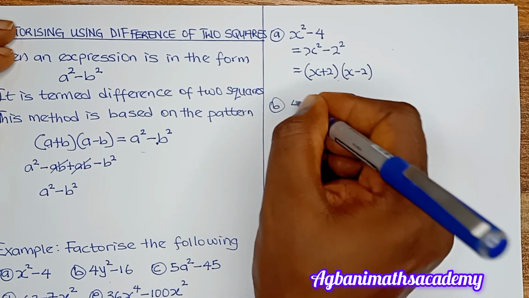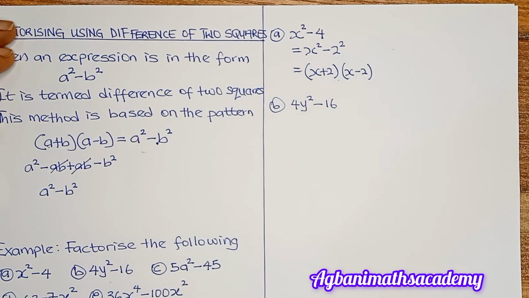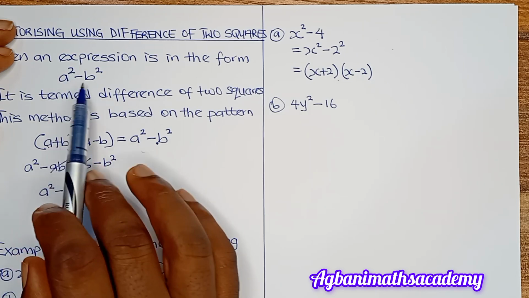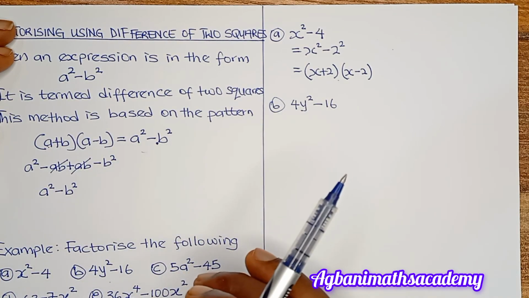We have 4y squared minus 16. Okay, this is also simple. Let's look at it. If we want to compare a squared minus b squared, first we can see that there is a minus sign, so we tick the first box.